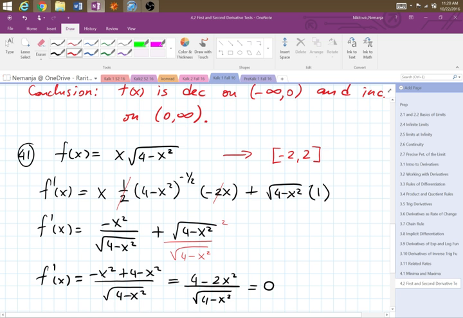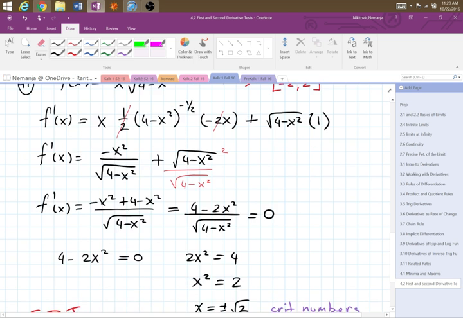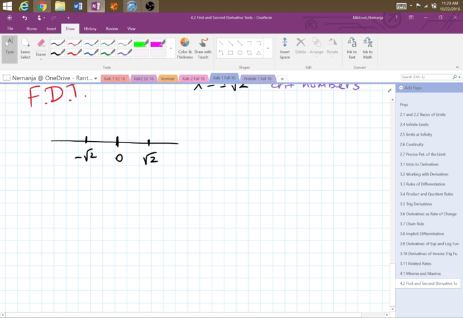Because if you try to use any value that is smaller than negative 2 or larger than 2, you will not be able to compute the square root. It will be a negative value below. So that means, since domain is negative 2 to 2, that these endpoints here are negative 2 and 2.